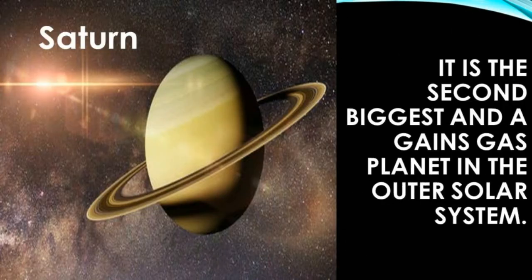Saturn. Known for its bright, shiny rings, Saturn appears yellowish in color. It is the second biggest and a giant gas planet in the outer solar system. At least 60 moons are present, the largest being Titan. Titan is the only moon in the solar system with clouds. Having the least density of all, 30 times less than Earth, this planet is so light.